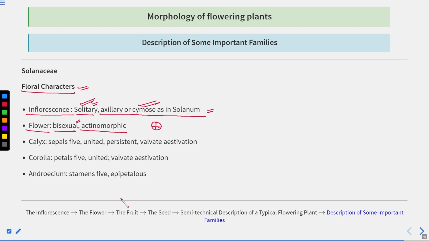Yes, this is the symbol that you must write when you are writing the floral formula. Calyx: sepals are 5. That is the number of sepals. All the sepals are united, persistent, and you see valvate type of estivation. So this is about the calyx. Now if you talk about the corolla, then the petals again are 5. They are also united and also show the valvate type of estivation. Androecium: 5 stamens and epipetalous. They show the epipetalous condition.